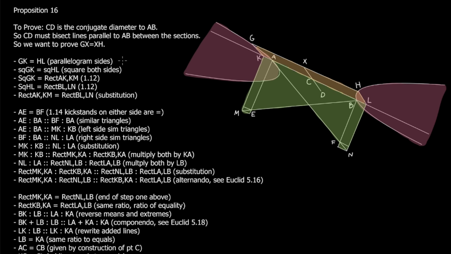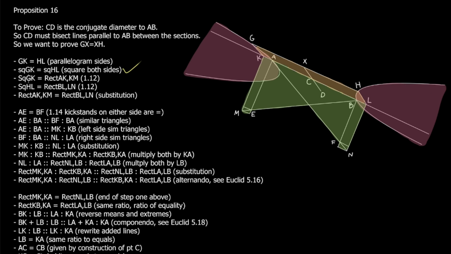So our first equality is going to be GK equals HL. So that'll be GK and HL. And I've drawn these so that they don't look parallel, but they're both drawn ordinate-wise. And they're both opposite sides of the parallelogram GH, LK. So GK equals HL. And then we square both sides, and those are also equal.